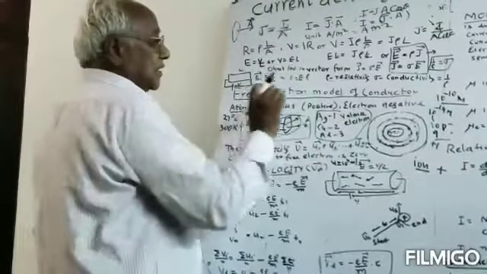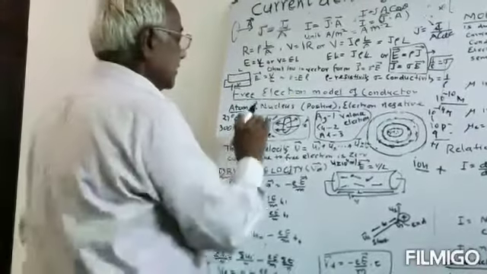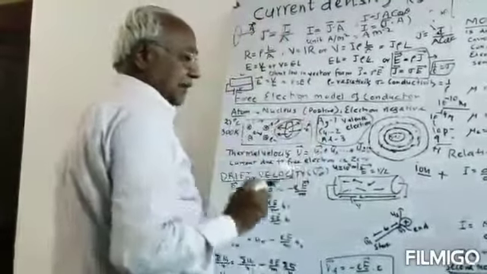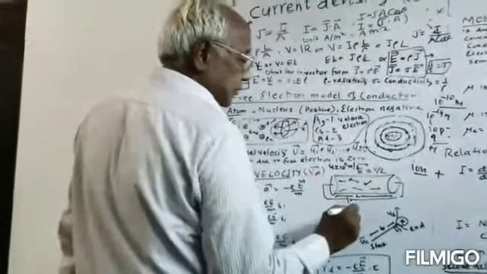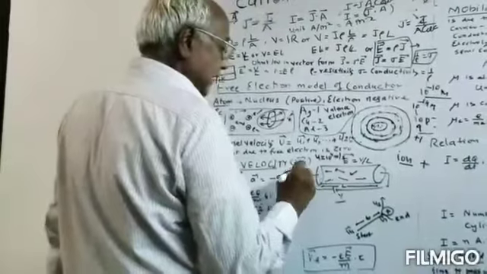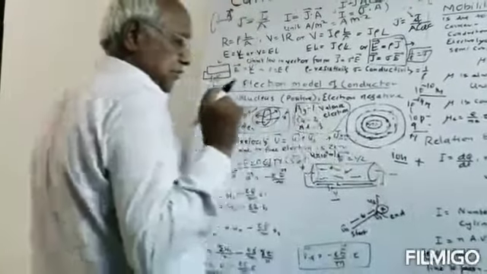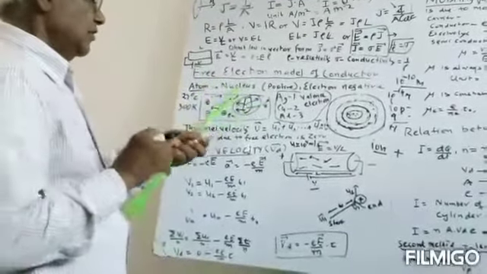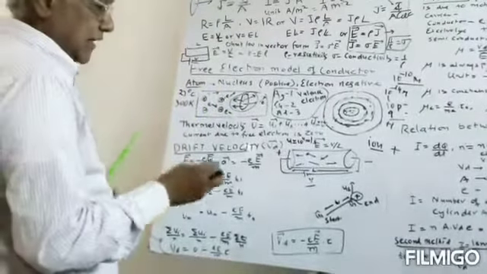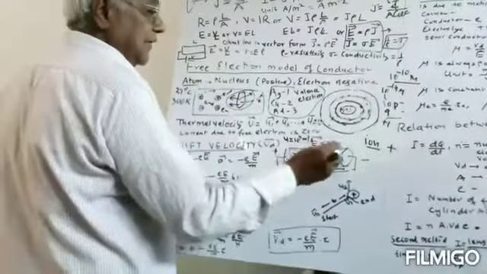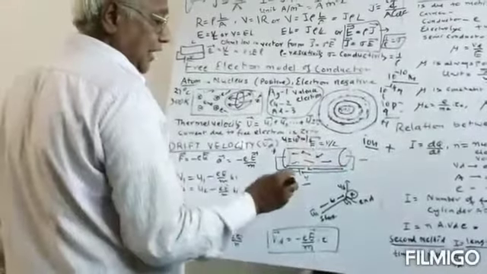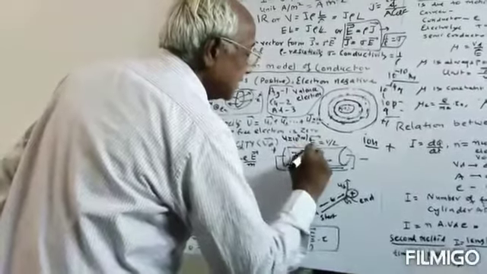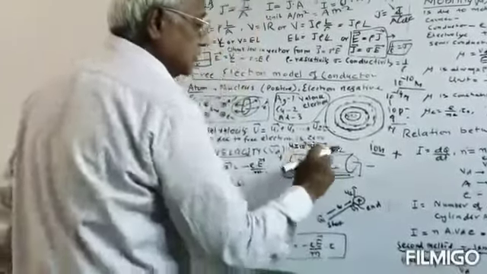So this is all about the free electron model. Now what will happen if we connect this conductor to an external electrical field? We connect it to a battery whose potential is V. This end will be positive, this end will be negative. Electrons are moving randomly here. Now the electrical field will be equal to V divided by L, and its direction will be from positive, this side.